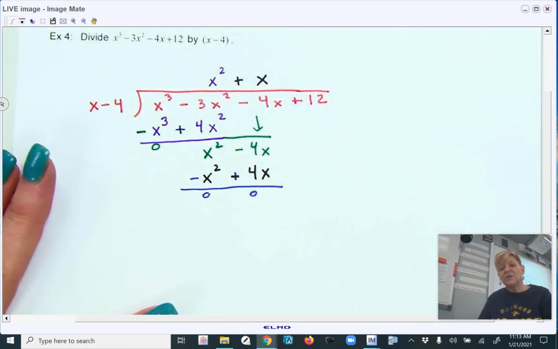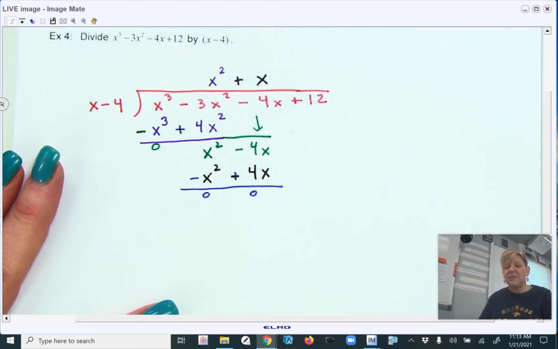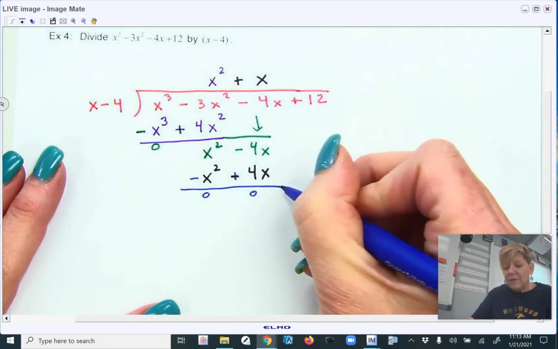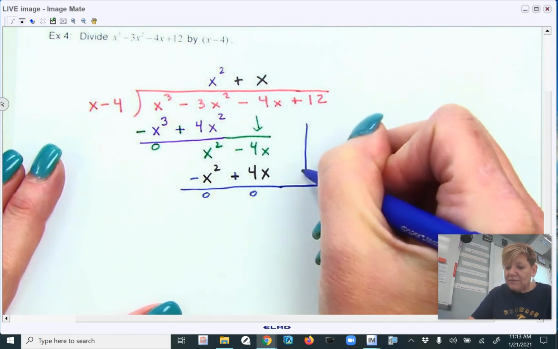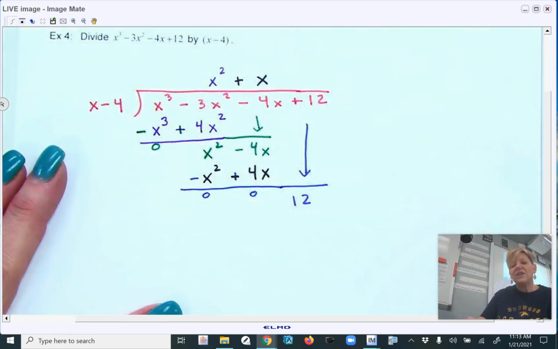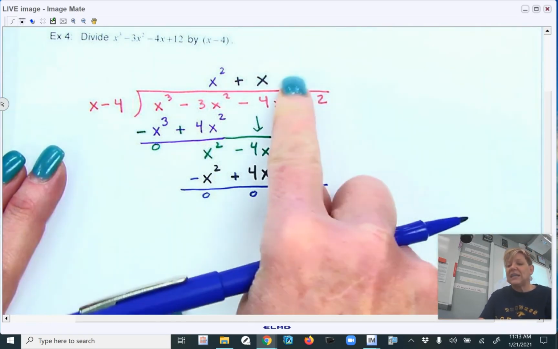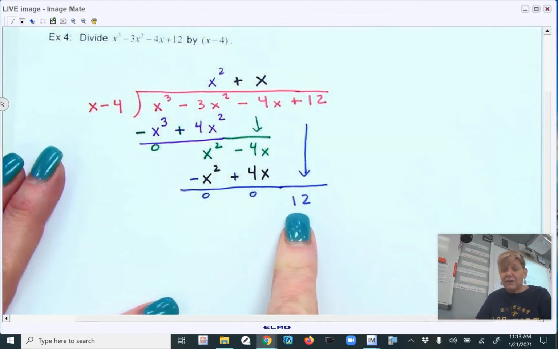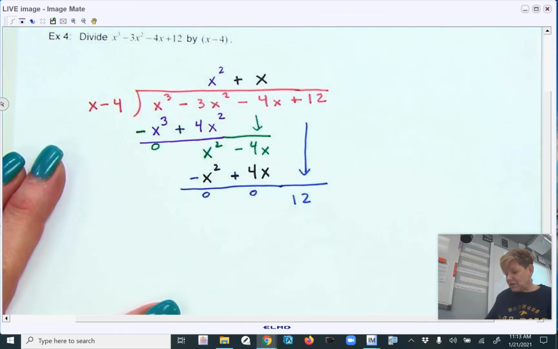Well, that doesn't look great to some people. Now they don't know what to do. So you bring down your 12. And you can't multiply x by anything that'll give us a 12 here. So this is our remainder.